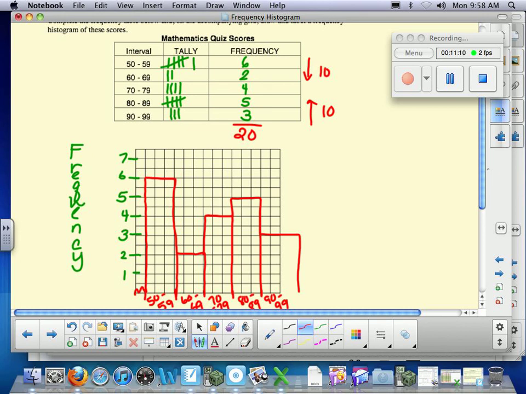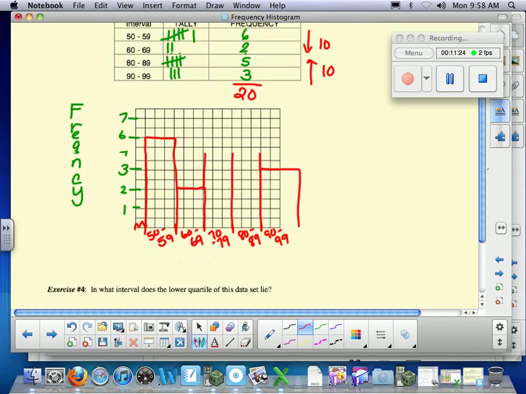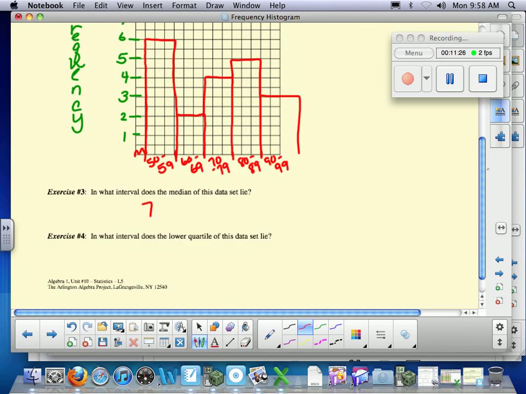So if I go 6 plus 2 is 8, so I'm going to fall in here for where that 10th grade is from the bottom. If I go the other way, 3 plus 5 is 8, so I'm still going to fall in here. And all they're asking us for is that interval. So the interval from 70 to 79 is the median. If they ask you for a specific where it is, what the exact value is, then yes, go to your calculator, find out what that interval is, okay?